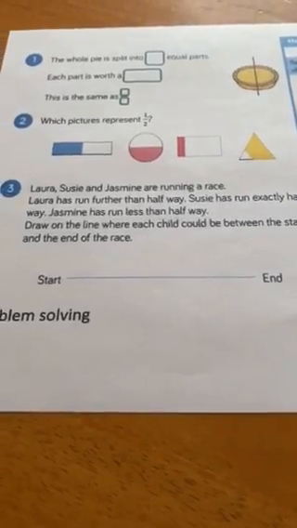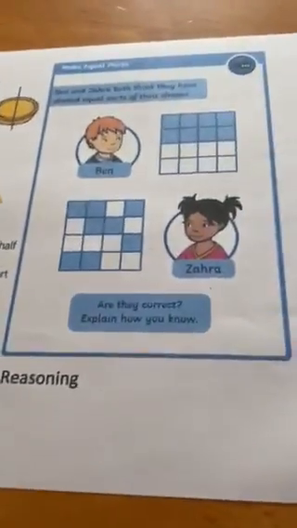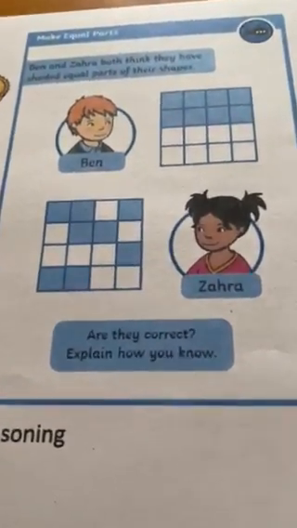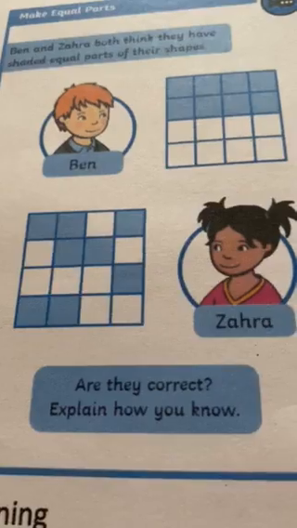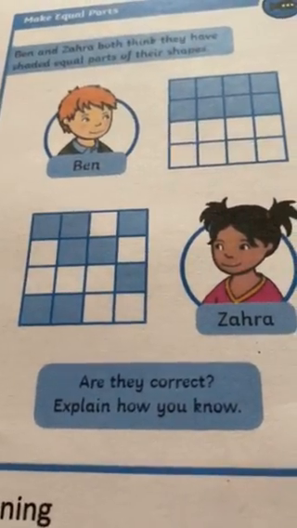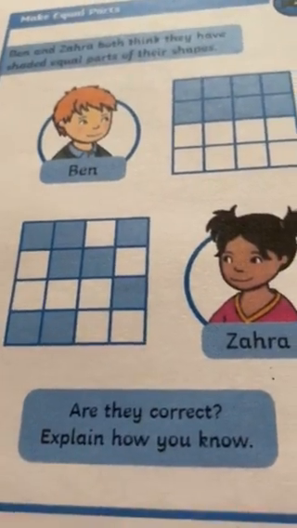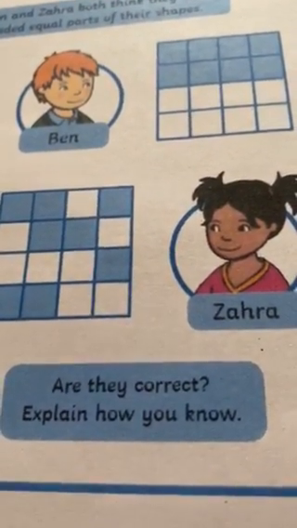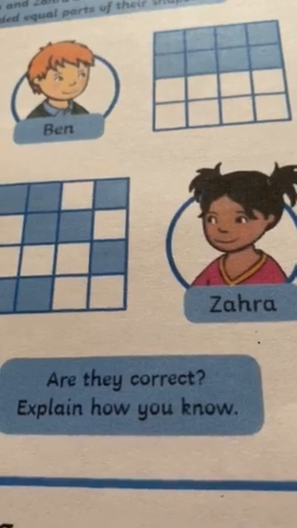Once you've completed, let's have a look at the problem solving. Now, the problem solving is quite an interesting problem. It says Ben and Zara both think they have shaded equal parts of their shapes. Are they correct? Explain how you know.